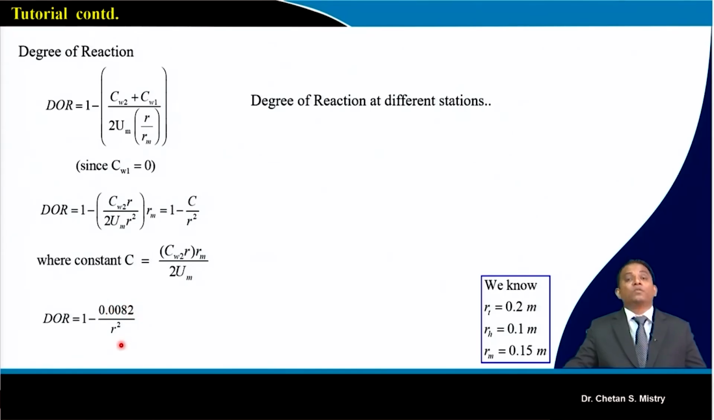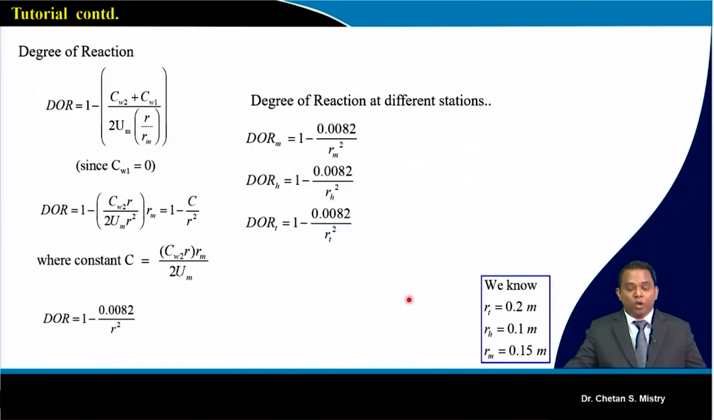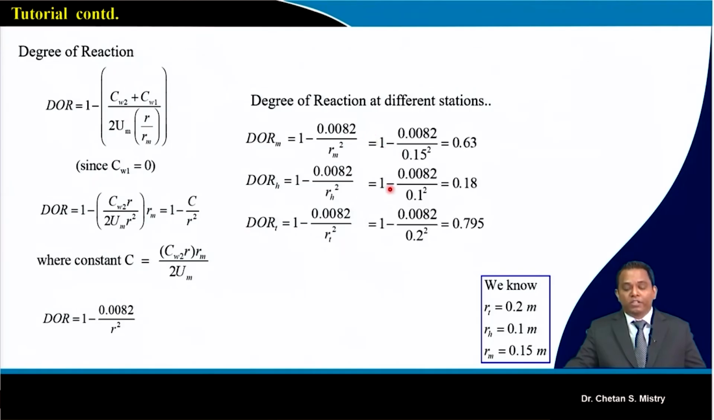Now this R, as we have discussed, there are different locations. We know what are our radiuses at tip, we know what are our radius at hub and radius at the mid station. So let me write down degree of reaction at mid station, degree of reaction at hub, and my degree of reaction at tip. Let me put all these radius values at mid station, at hub, and at the tip.